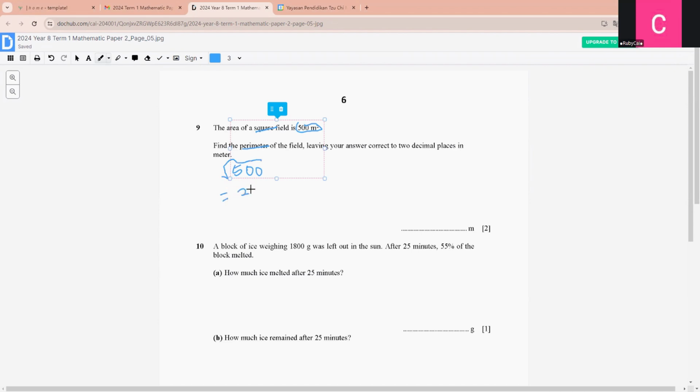And that gives us 22.36. And because we find the perimeter, we have to multiply this by 4 because it's a square, which is a quadrilateral, which means it has 4 sides. So our answer will be 89.44 when you correct it to 2 decimal places.